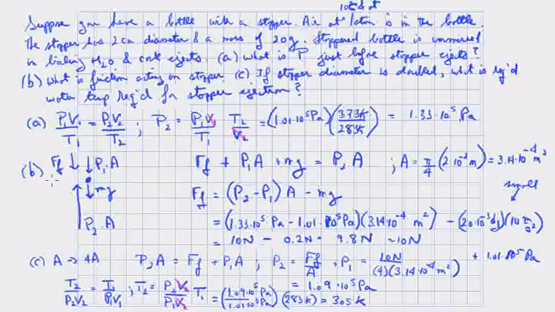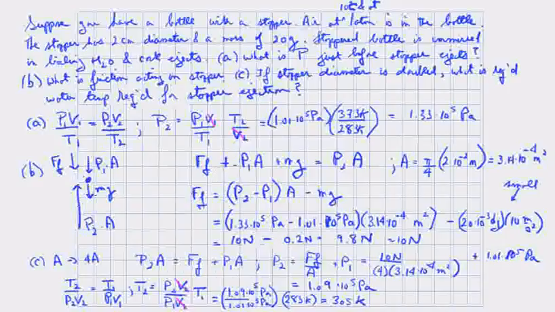Okay, B, in order to answer B, let's do a free body diagram of the cork. The free body diagram of the cork shows that we have a mg for the cork. The weight is down. Frictional force is downward if the cork is attempting to move up. The pressure of the air outside, P1A, down. And then inside the bottle, there is a pressure up, P2 times A.